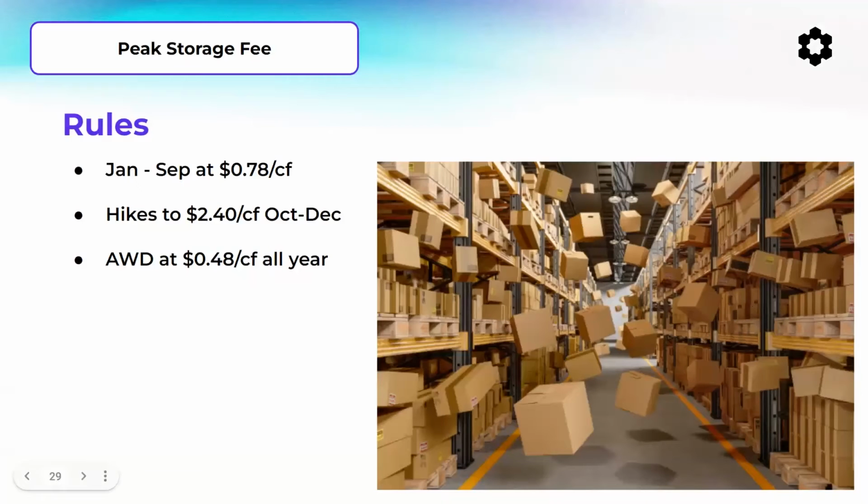All right, so we keep on the train of talking about storage fees. You've got the aged inventory fees, and as we touched on, that huge spike with the storage fees during Q4 is known as peak storage fees. Even though the prices decreased for January through September, the off-peak, from 87 cents per cubic foot to 78 cents, for Q4 they did not change. So it's still $2.40 per cubic foot. That's a huge difference.